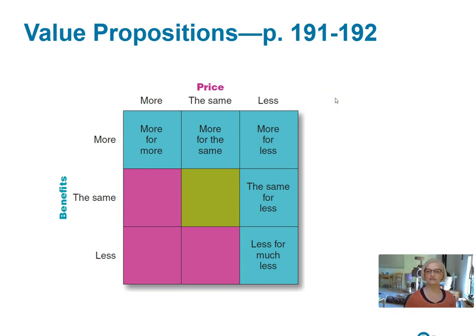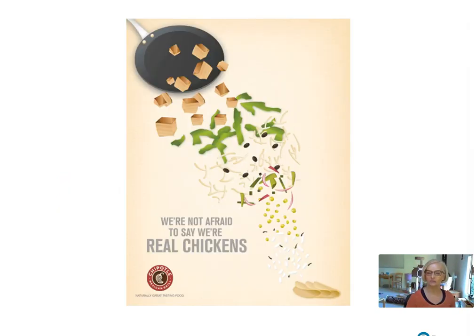Value propositions, in order to differentiate ourselves from the competition, come in different flavors. And our book on pages 191 and 192 really explains this beautifully. I'm just going to give you a quick walkthrough of what this means. Here, these are the ones where we can live and we can make money. This is not profitable. And in the middle we're really not different enough. Lukewarm. So we'll learn more about that.